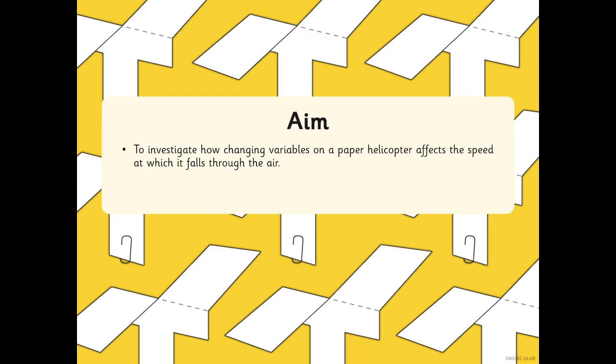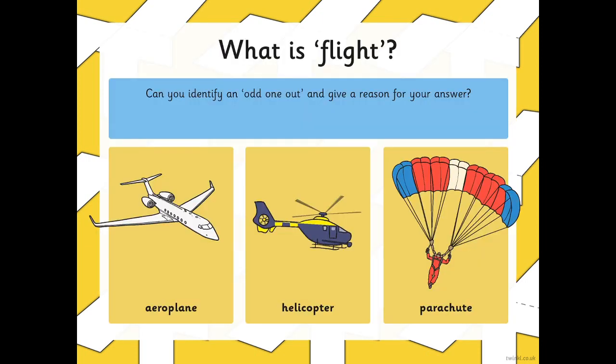Okay, so first we're going to investigate how changing variables on a paper helicopter affects the speed at which it falls through the air. So we're trying to change it, whether we want to make it fall faster or slower. I'm going to leave that up to you. Okay, so let's think about these.